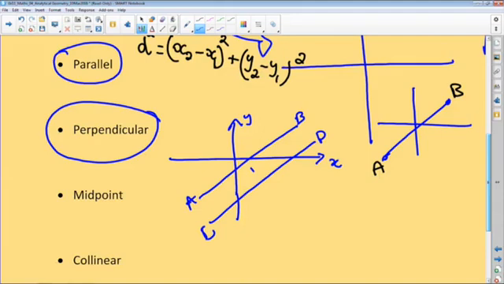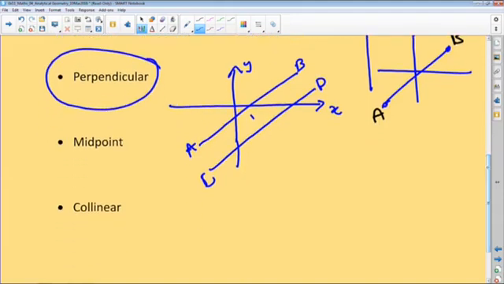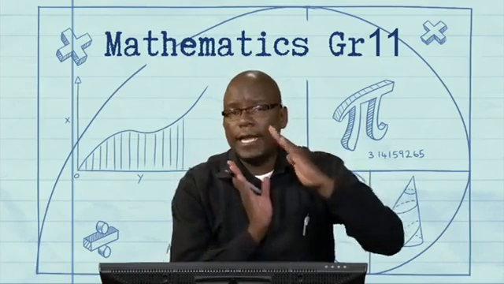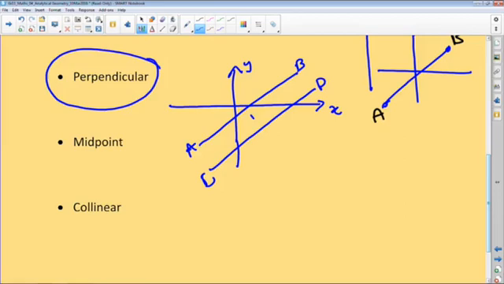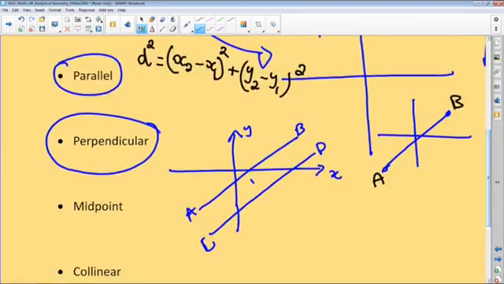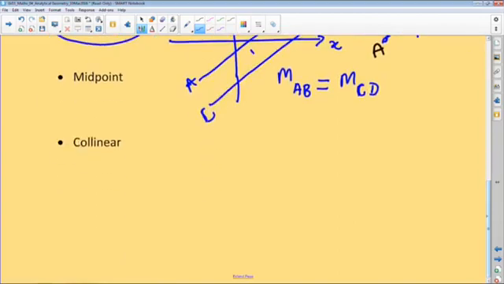What we always know is that those two lines will have the same gradient. So for parallel lines, the gradient of the first line, which in this case is AB, is equal to the gradient of CD. If the gradient of AB is 5, then the gradient of CD is also 5. And then remember in grade 10, when you are working with perpendicular lines, this is your x, and that's your y.